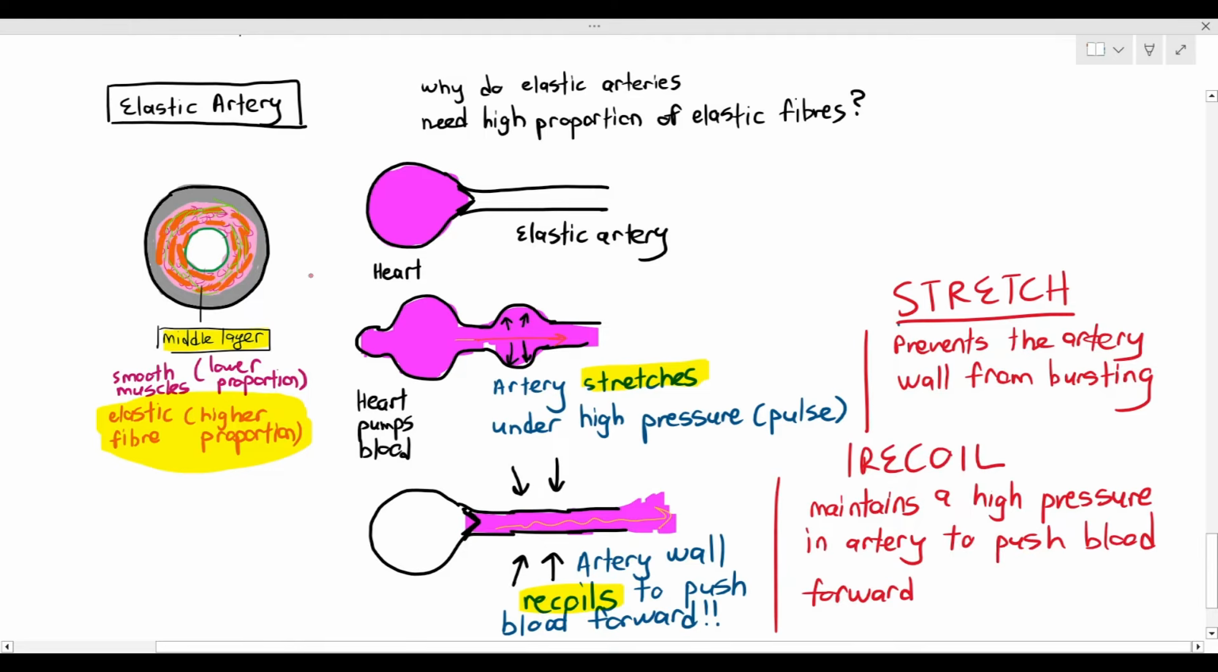So this elasticity of the artery is important to ensure that the artery is functioning the way it's supposed to function, because the artery is supposed to push blood forward at high pressures constantly. So stretching will prevent it from bursting under high pressure. The recoil allows it to maintain a high pressure within the artery. This is basically what the elastic artery is all about.